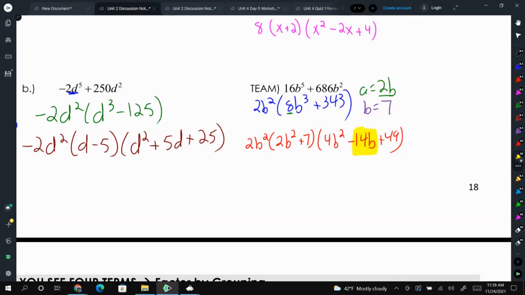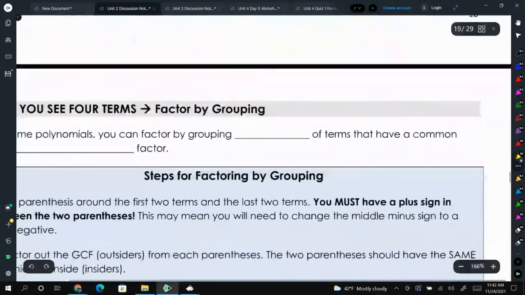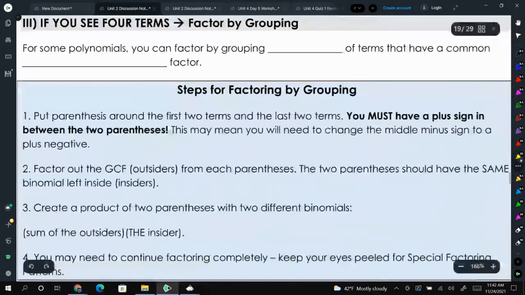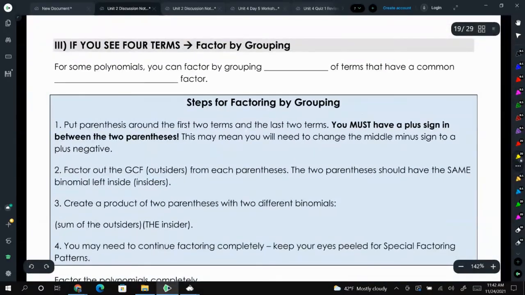Figure out your a and b. All right, now on the next page, we're going to do factoring by grouping.